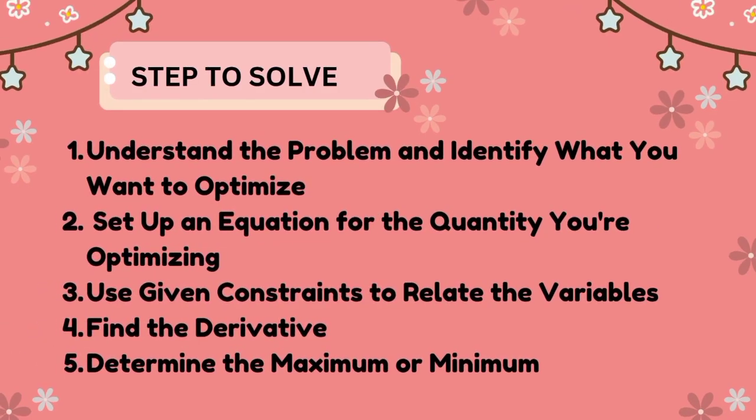These are the steps to solve applied maximum and minimum problems. First, understand the problem and identify what you want to optimize. Second, set up an equation for the quantity you're optimizing. Third, use the given constraints to relate the variables. Fourth, find the derivative. Lastly, determine the maximum or minimum.